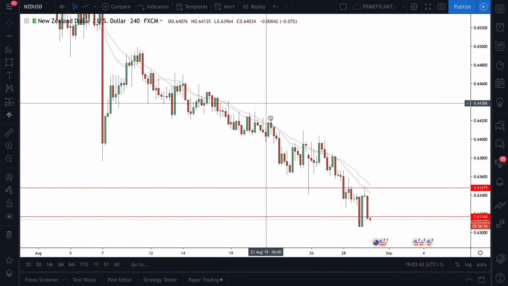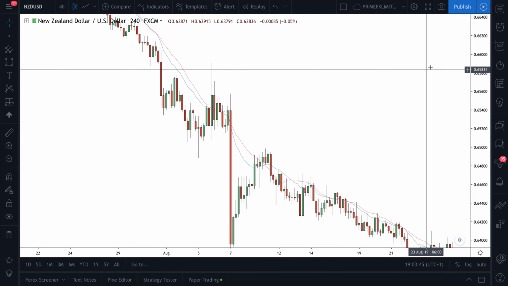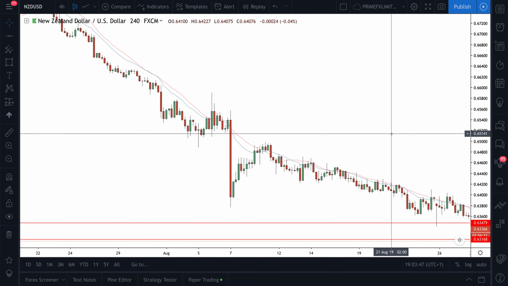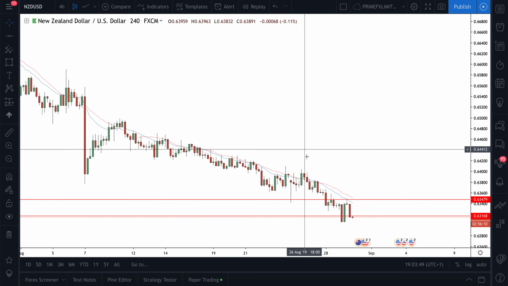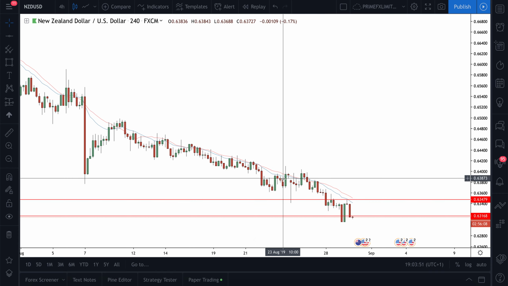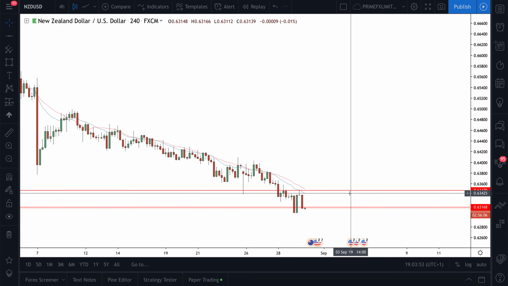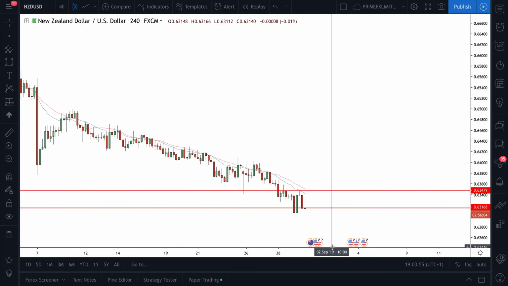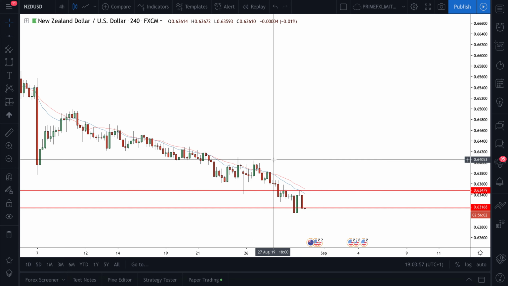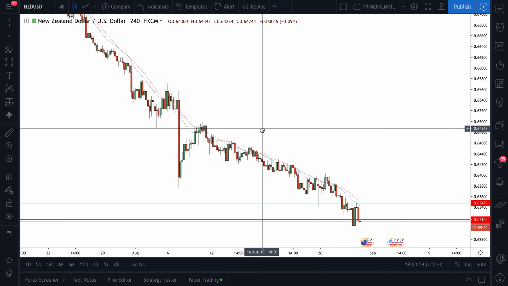Okay, that's how important these gravestones are. These candlesticks, where they occur, is what indicates how effective they are. If they occur at an area of support like a pin bar here, we could look to buy. But if you get a gravestone at an area of resistance, you look to sell. It's that simple.